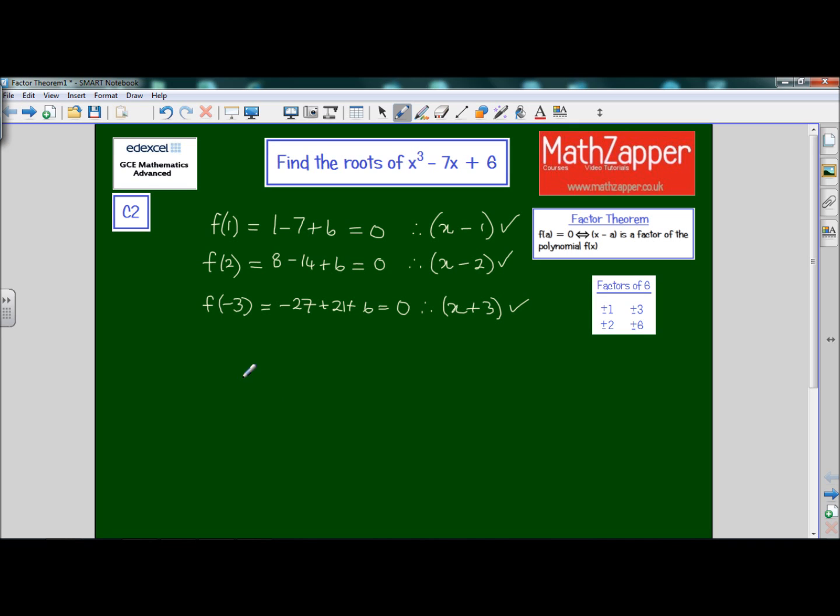And we can therefore say x minus 1 multiplied by x minus 2 multiplied by x plus 3 is equal to f of x, which is x cubed minus 7x plus 6.